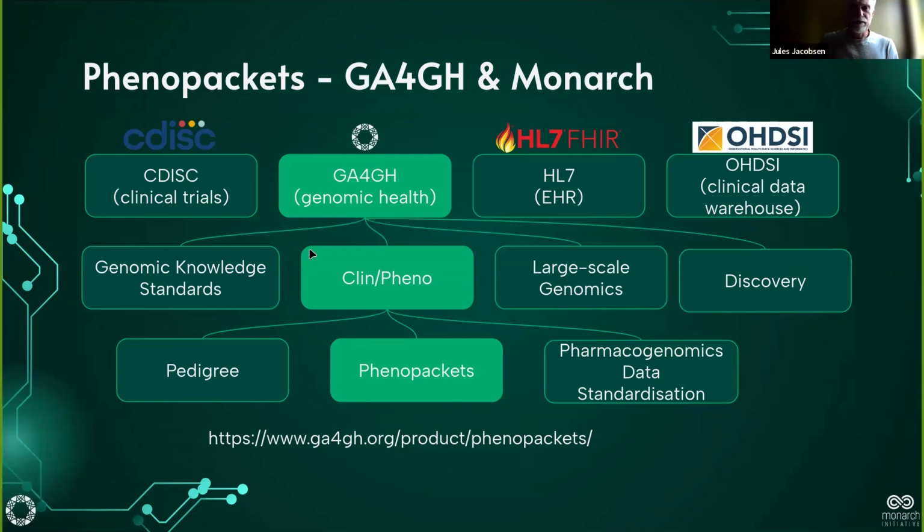So Monarch has input into the GKS, ClinPheno, and discovery to an extent. We all have to peer review each other's work, and the GA4GH also has a steering committee, which the work stream leads and Delivery projects are also part of. So Monarch's heavily involved within the whole of the GA4GH, but our primary focus, at least from my perspective, is Phenopackets.